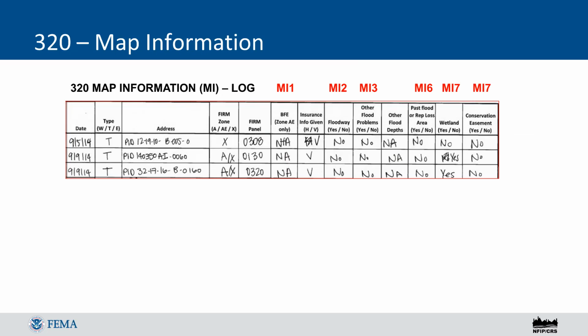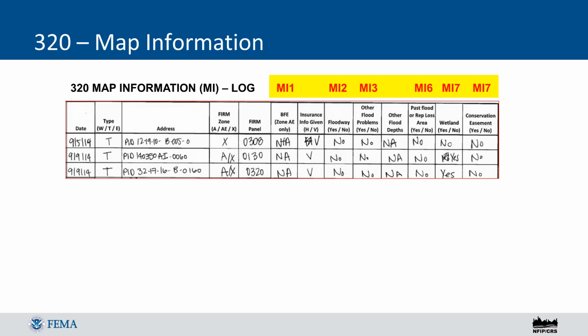Let's get into Activity 320, which offers credit for the map information service you provide on firms and other flood-related map information you give residents when they call in. Like any service you provide in CRS, you must publicize it and must track it or document it. So the 320 map information log is one way of tracking.